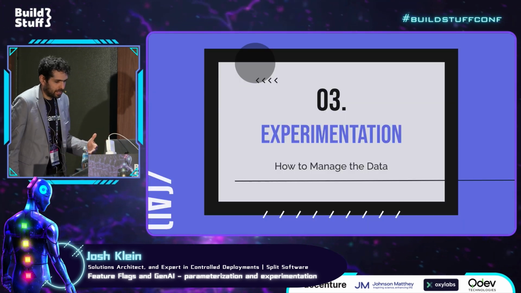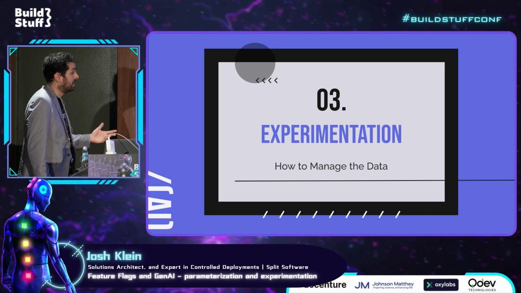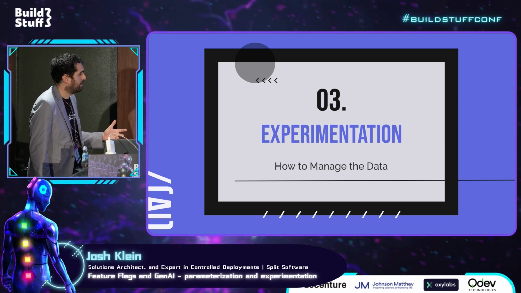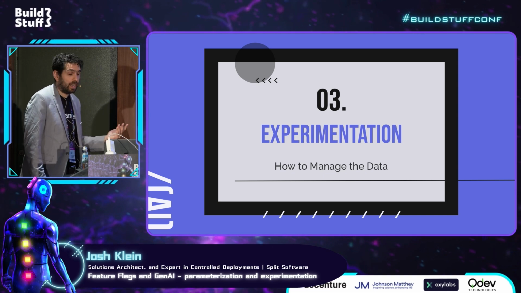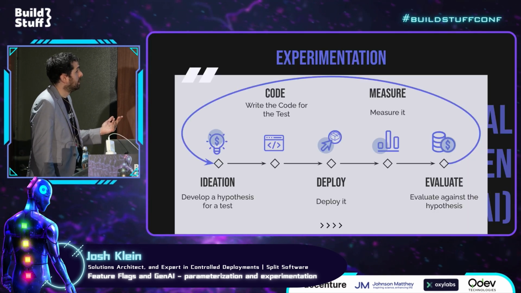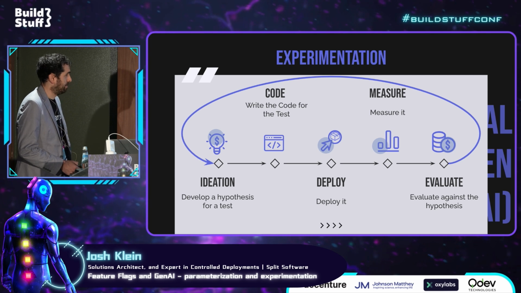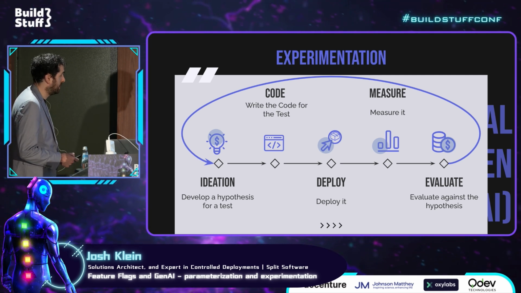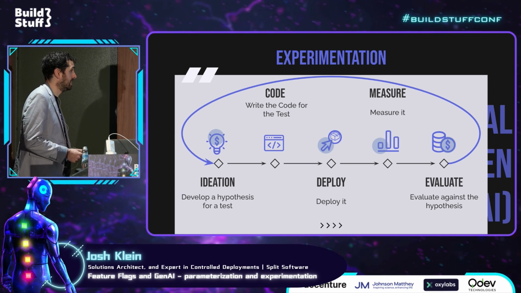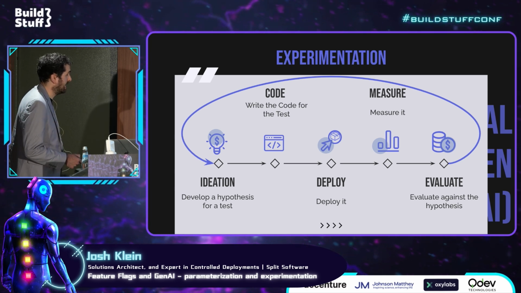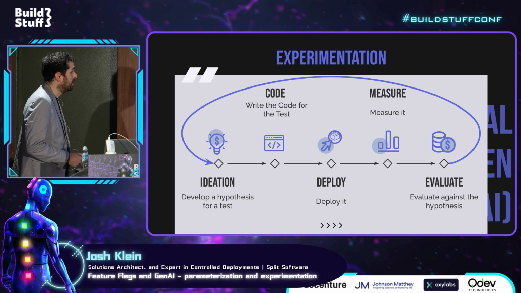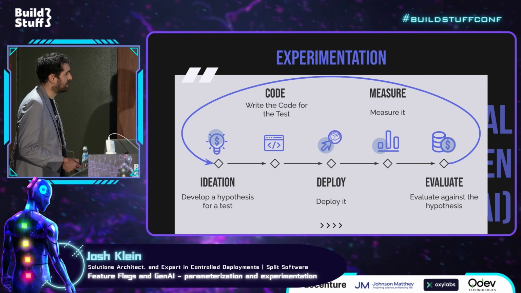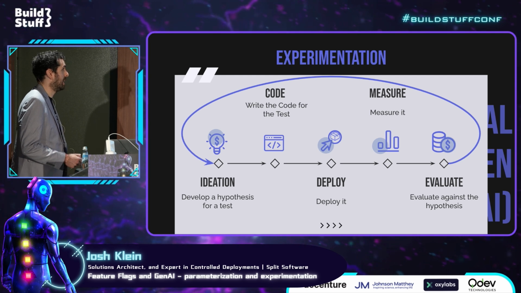All right, so experimentation. Let's talk about how to manage the data or how to think about it, which is interesting stuff also. Here's the common experimentation style, right? You have an ideation. Someone in product management or on the ML side has an idea. Let's develop a hypothesis or a test. Let's test X, Y, or Z, right? So the engineers write the code, it gets deployed, they measure it and evaluate it, and try again, right?